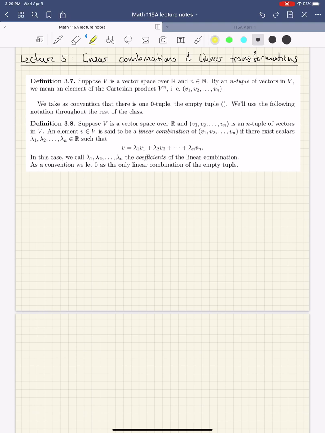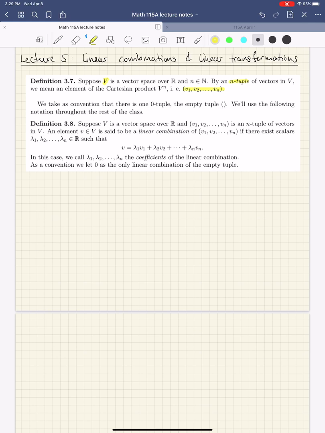So let us start with V, a vector space over R, and n a natural number. Then an n-tuple of vectors is just an element of the Cartesian product of V to the n. So you can think of it as just an enumeration of n many vectors here.